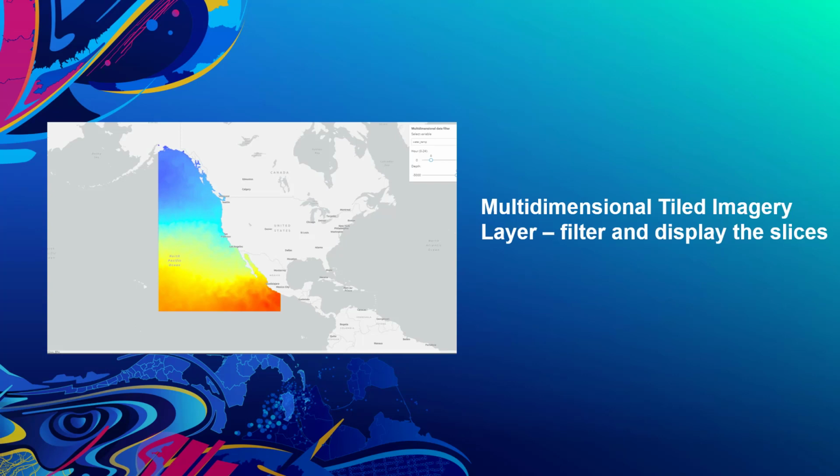In the last demo, we are going to show a tiled imagery layer example as well, but this time we have a multi-dimensional tile cache. We are going to show you how to filter and display each of the slices inside a multi-dimensional tiled imagery layer by filtering through the variables and dimensions it has.